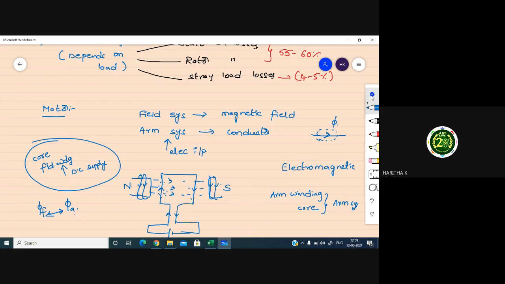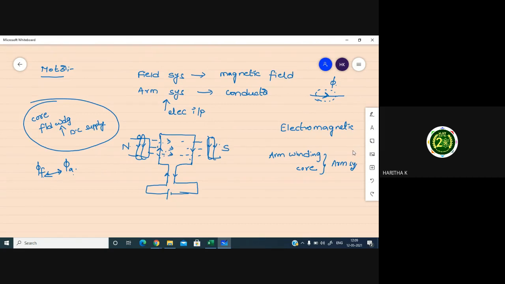So now coming to the losses. Now you understand what the main parts in this motor are: field system and armature system. Field consists of core and winding. Armature consists of core and winding. So we have two fluxes, field flux and armature flux. These things are necessary to understand the losses. Now coming to the losses.